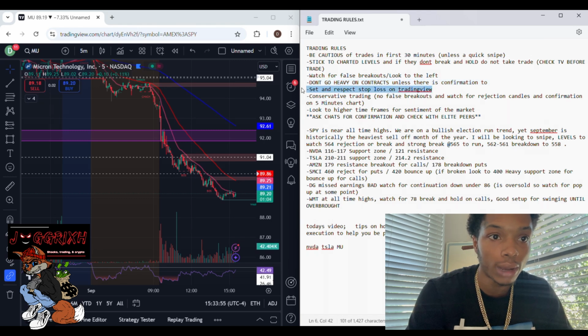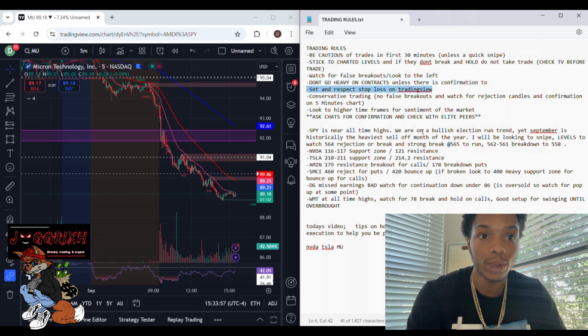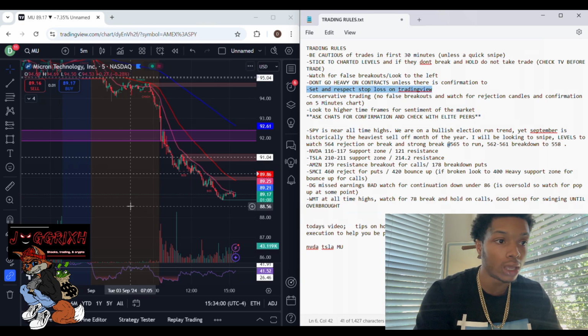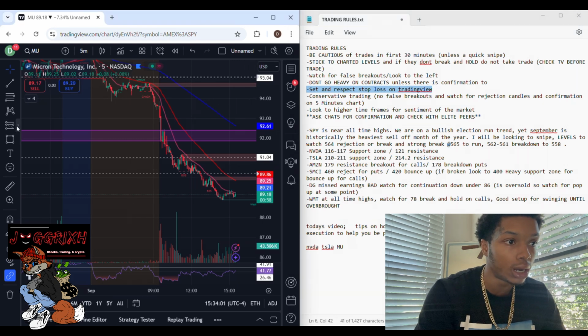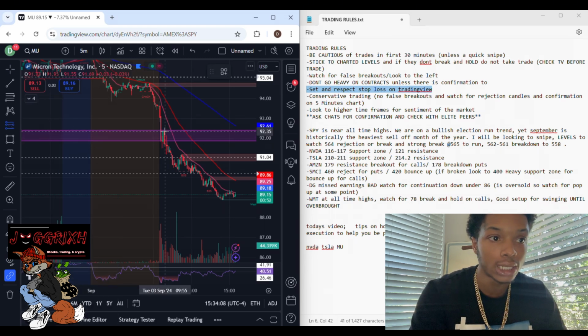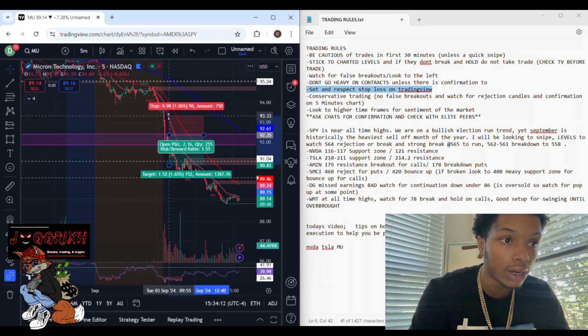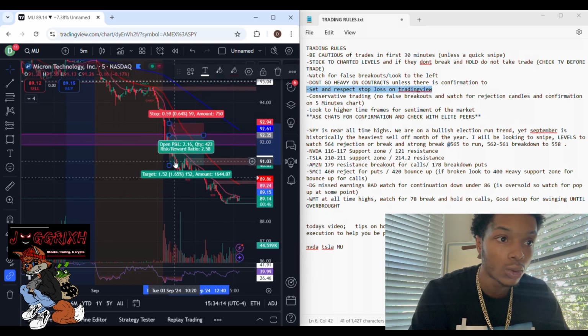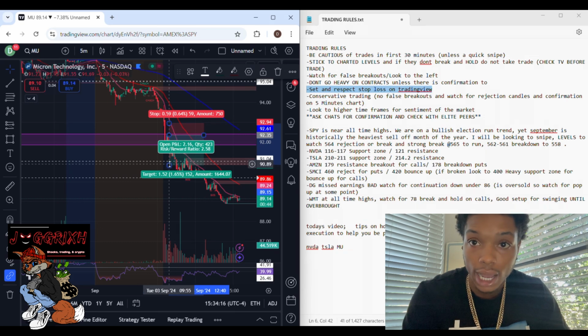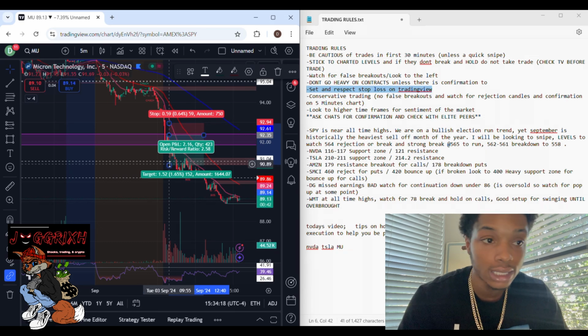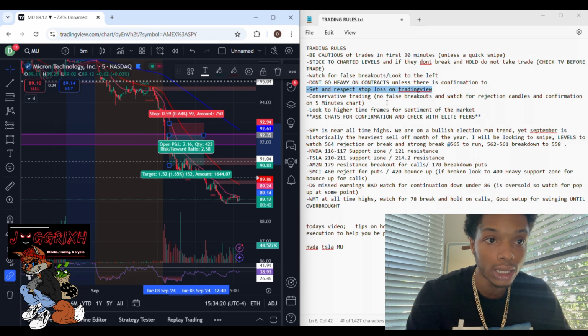Then the next one on my list is set and respect a stop loss on TradingView. You can easily do this, man, you go over to TradingView, you can go to forecasting tools. If you want to go for a short position, say you're buying puts, you can put it right there just like that. The red is your stop loss, where you want to get out of the trade if it's not going your way. This is key to risk management.